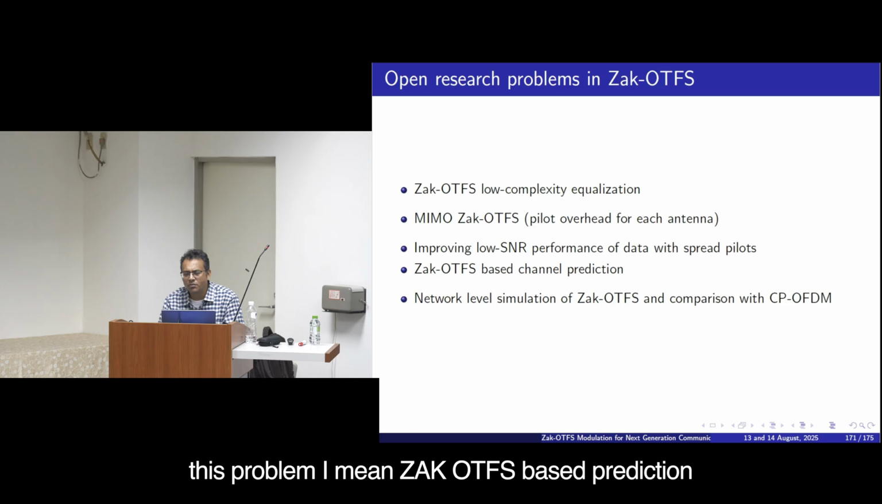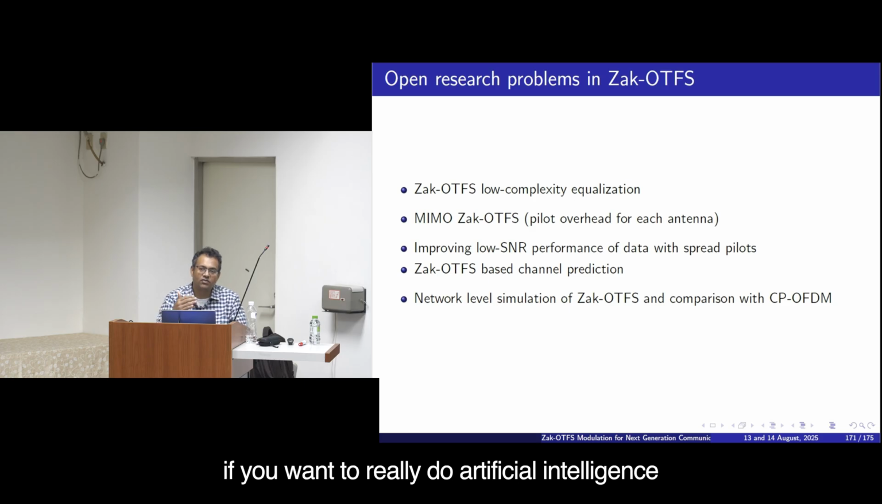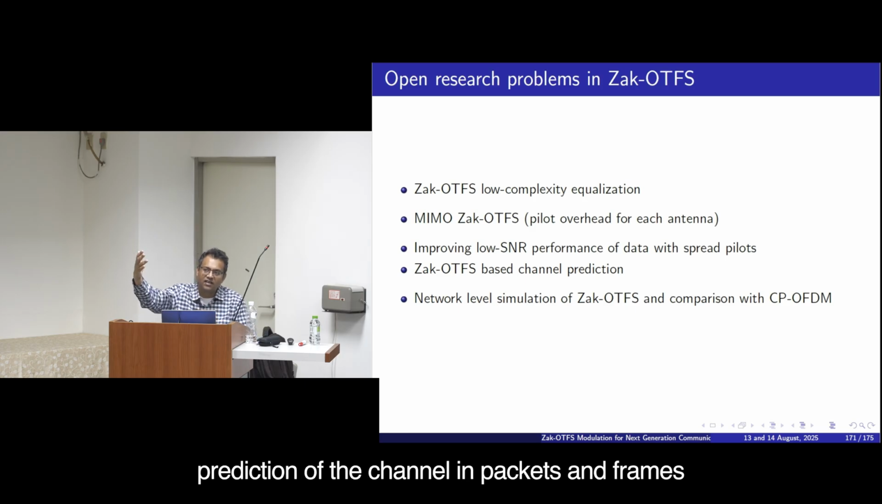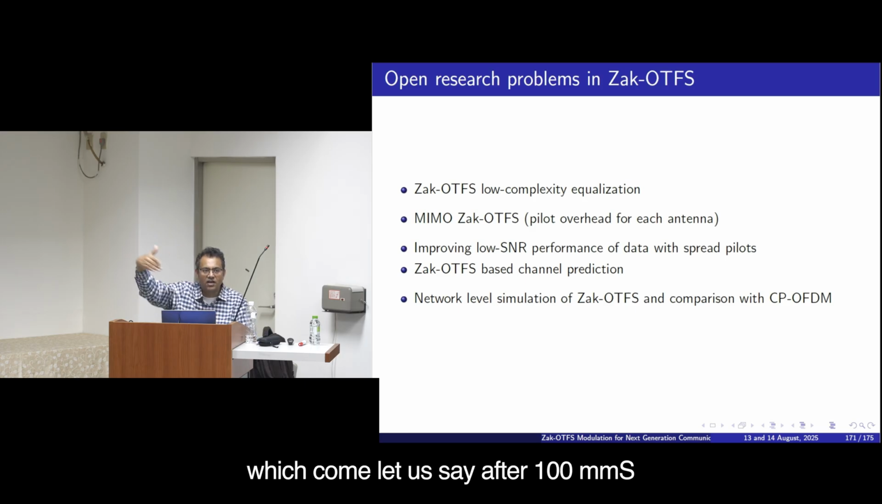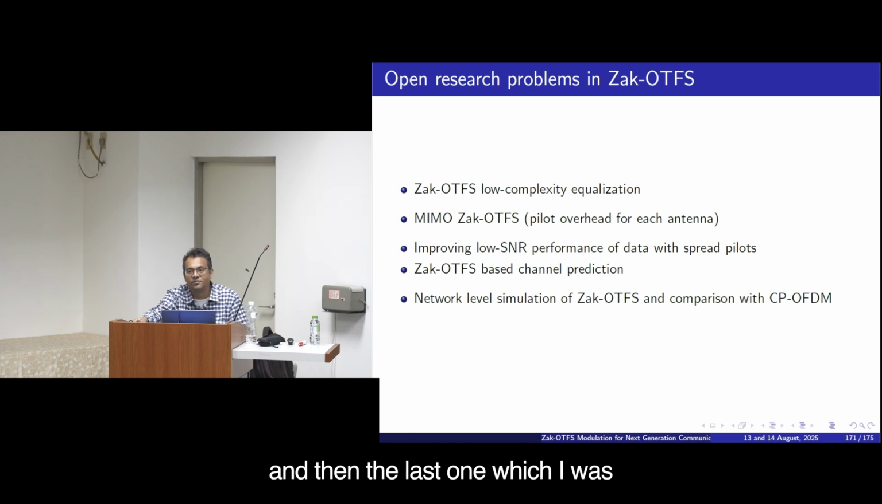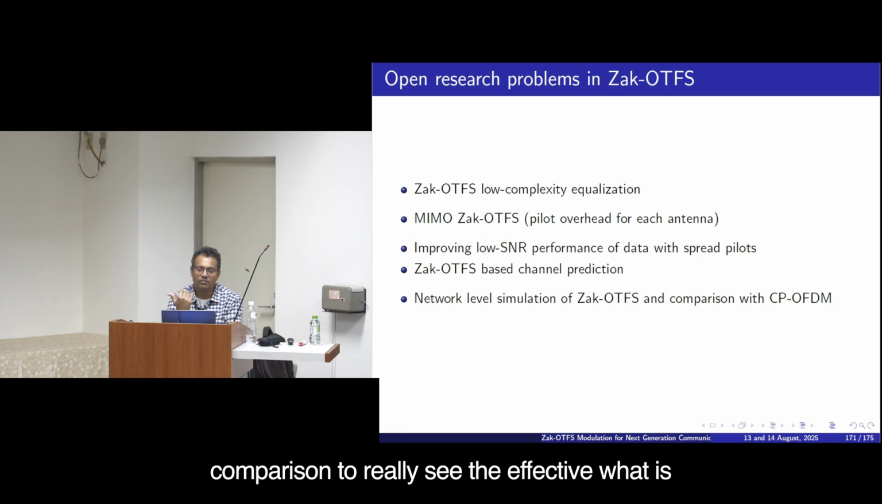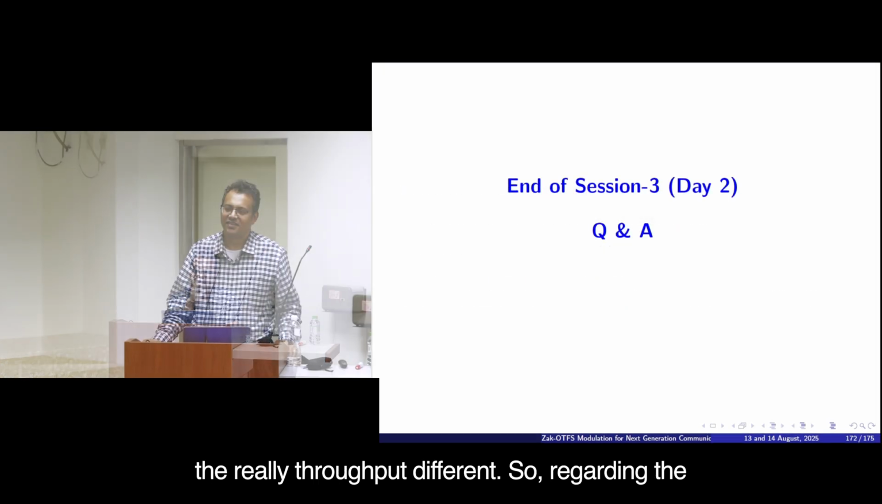Then we have this problem in ZAC OTFS based prediction. If you want to really do artificial intelligence, you want to use ZAC OTFS to do prediction of the channel in packets and frames which come, let us say, after 100 milliseconds. And then the last one, which I was already telling, is that you need to do a network layer kind of simulation comparison to really see what the throughput difference is.